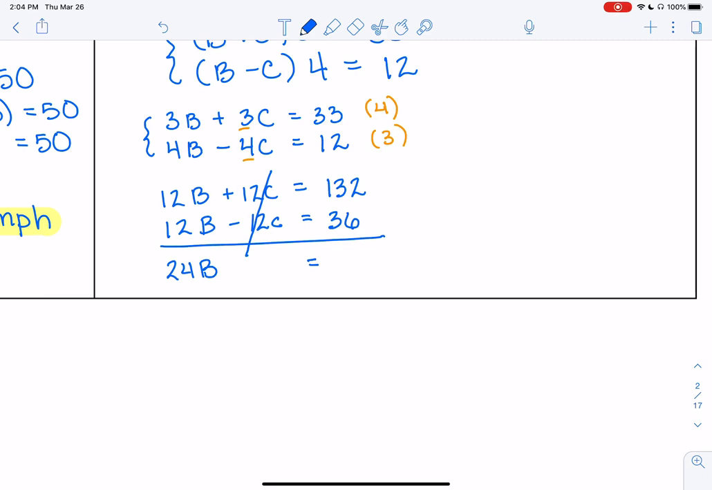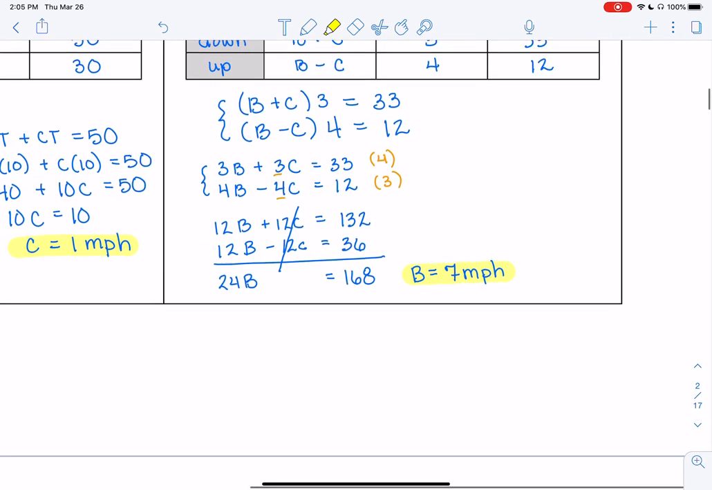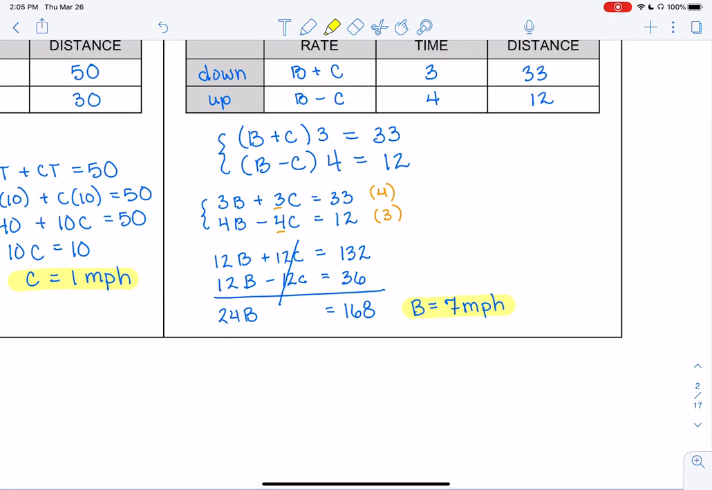132 plus 36, that is 168. 24b equals 168. I divide 24 on both sides, and I'm going to get b equals 7. When I go back and check my unit, it is miles per hour for that rate. Okay, so I now have the boat rate figured out, but I need to go back and find the current.